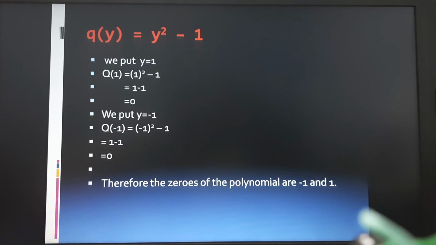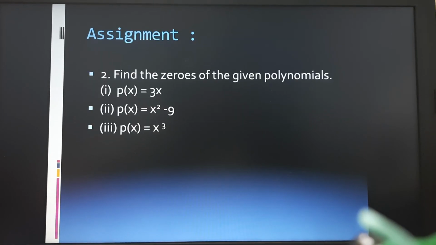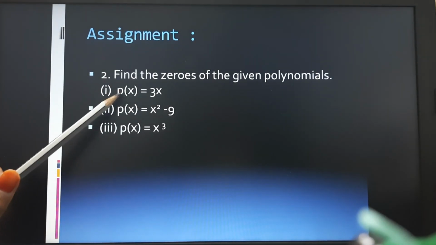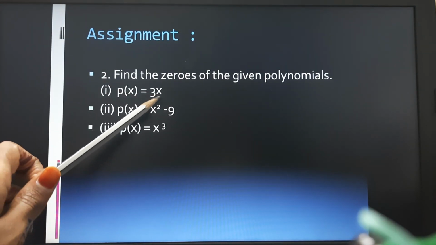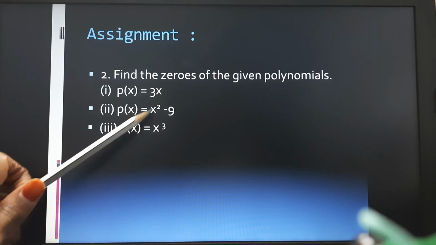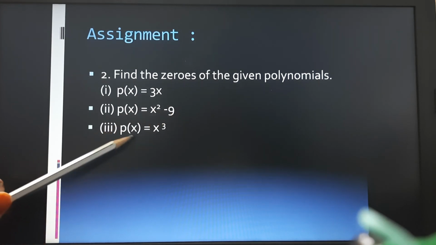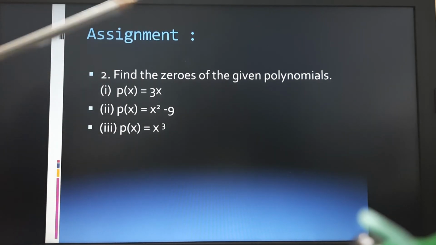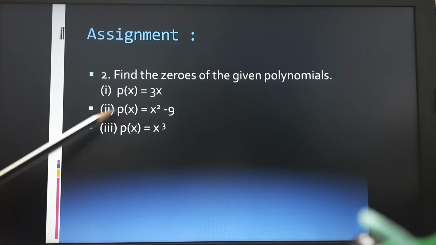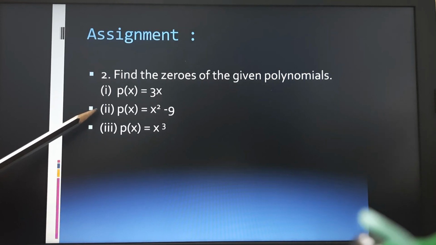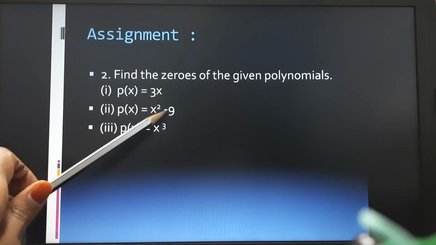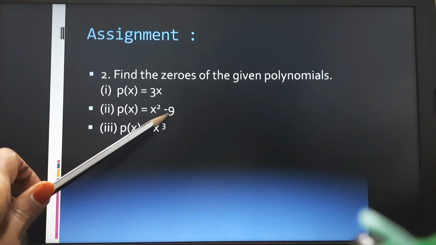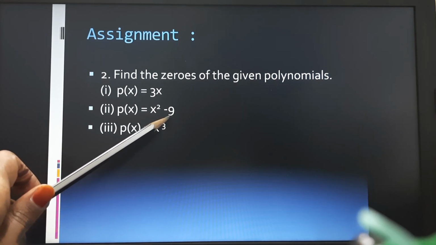I hope all of you understood very well. And here you have an assignment. Find the zeros of the given polynomials. First one is p of x is equal to 3x, second one is x square minus 9, and third one is x cube. In these three cases you will get three types. For the second one I am giving a little clue: x square minus 9 is related to the algebraic identity a square minus b square.